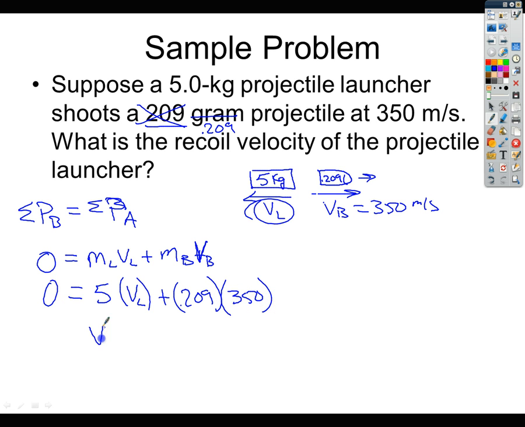If you go through and do your math, you'll find out that the velocity of the launcher should be negative 14.63 meters per second, which is far less than the 350, but still pretty significant. Notice that it is in the opposite direction as indicated by the negative sign. And at this point we're going to stop and go to an exploding projectile in the next example problem.